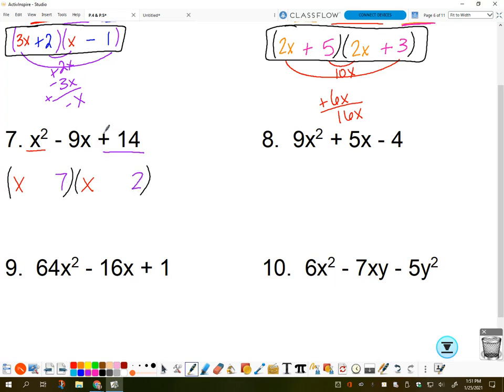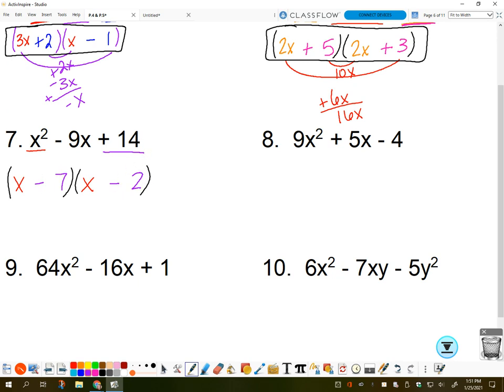I want to multiply to get a positive, so these have to have the same sign. But I want to add to get a negative. That tells me that they have to be negatives. All right, so again, I know x times x gives me x squared. I know negative 7 times negative 2 gives me positive 14.